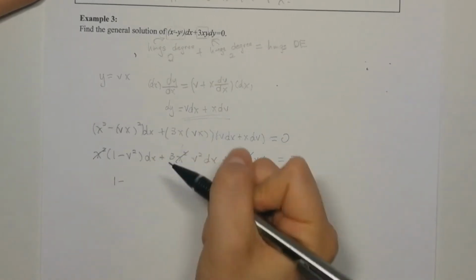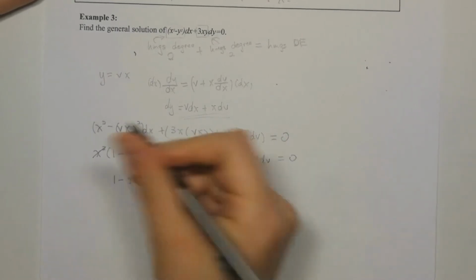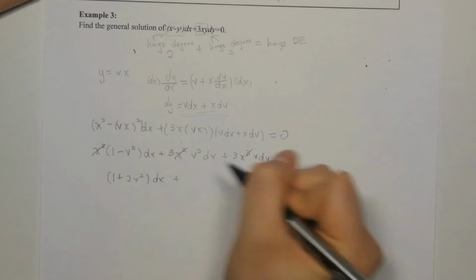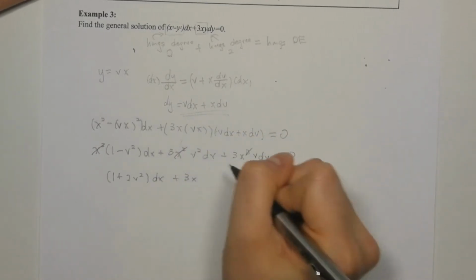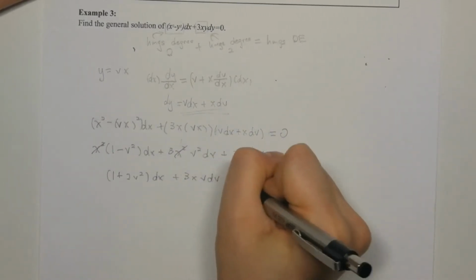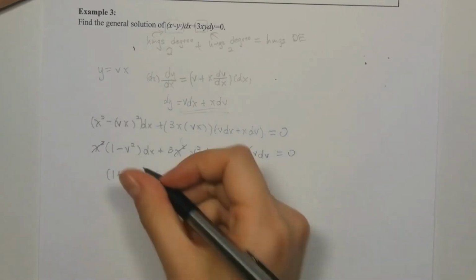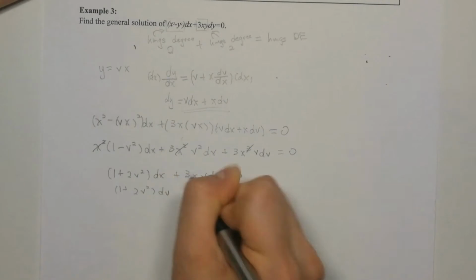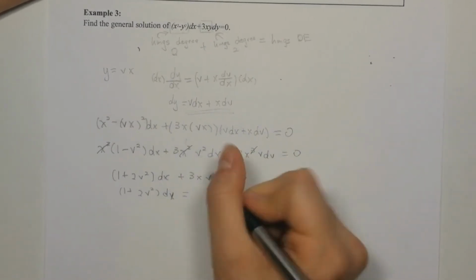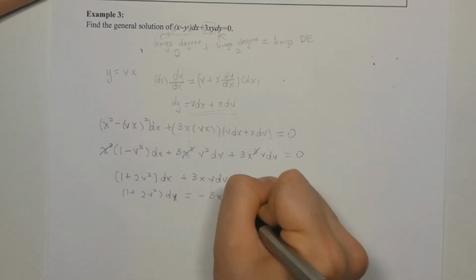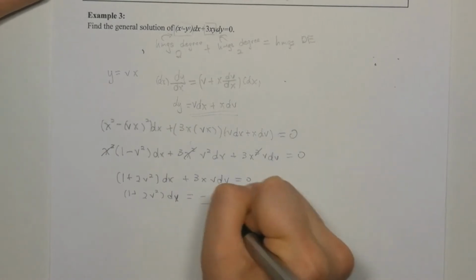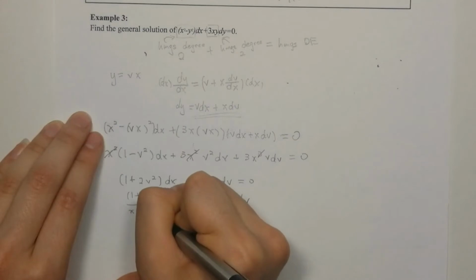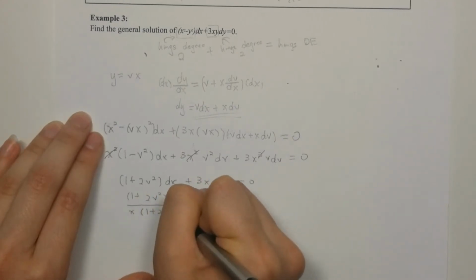And then combining like terms again, should be plus sign x plus 3x v dv equals 0. And then separating, negative 3x v dv. Divide this side by x, this side by x, and 1 plus 2v squared.